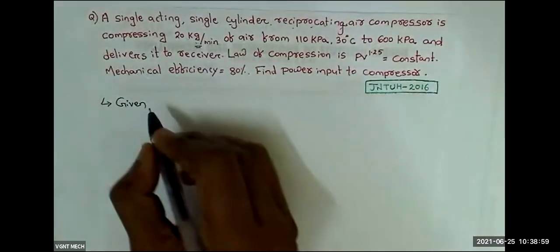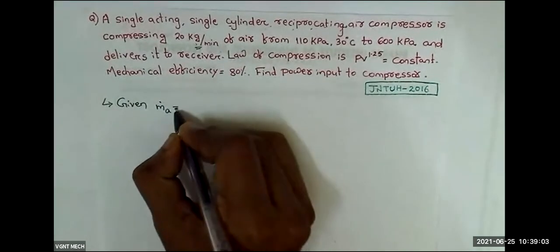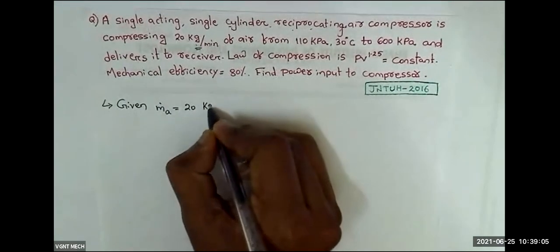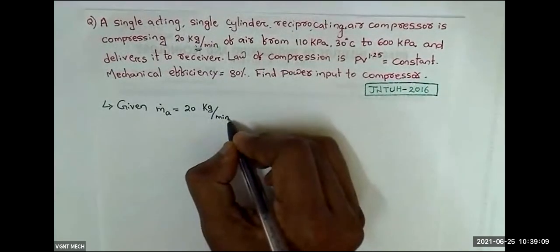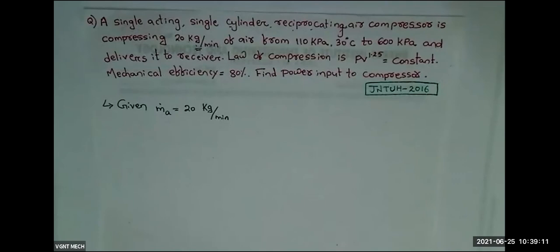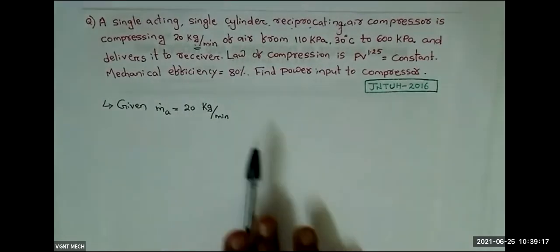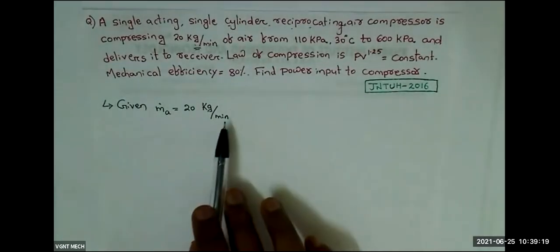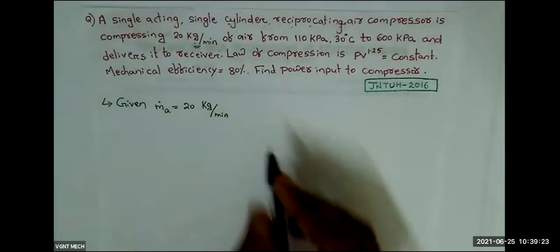Kg per minute means it is the mass flow rate of air. So this is given as 20 kg per minute. And I have already told you in the complete thermodynamics subject, you always have to convert this mass flow rate of air into seconds. You should not keep it in minutes or hours.